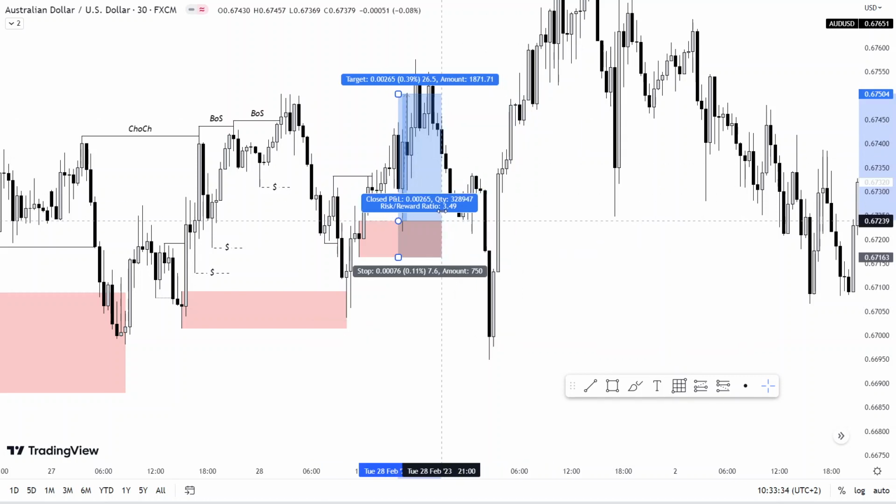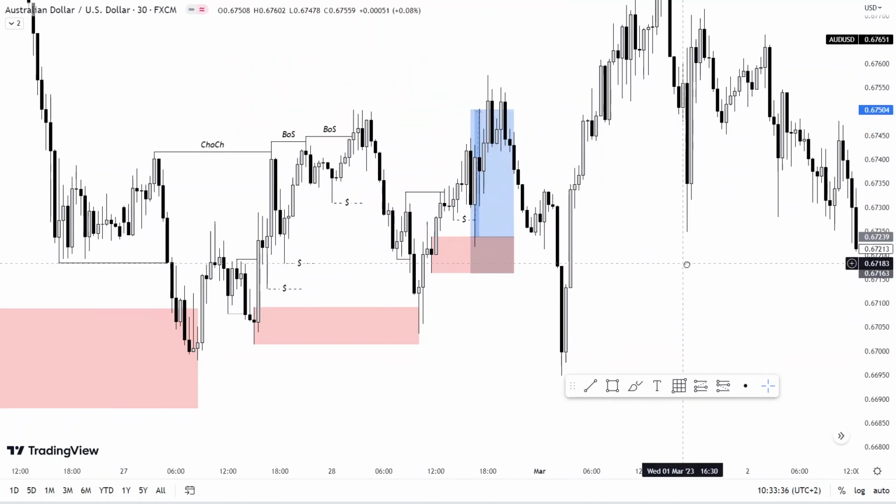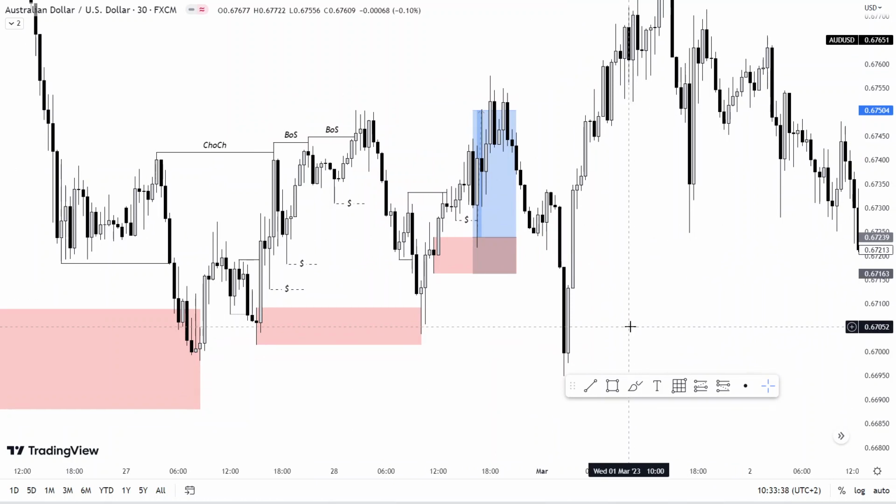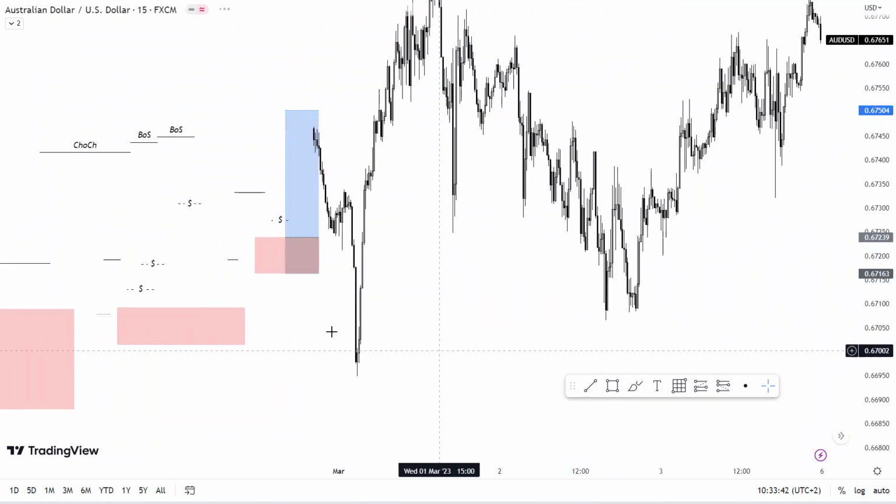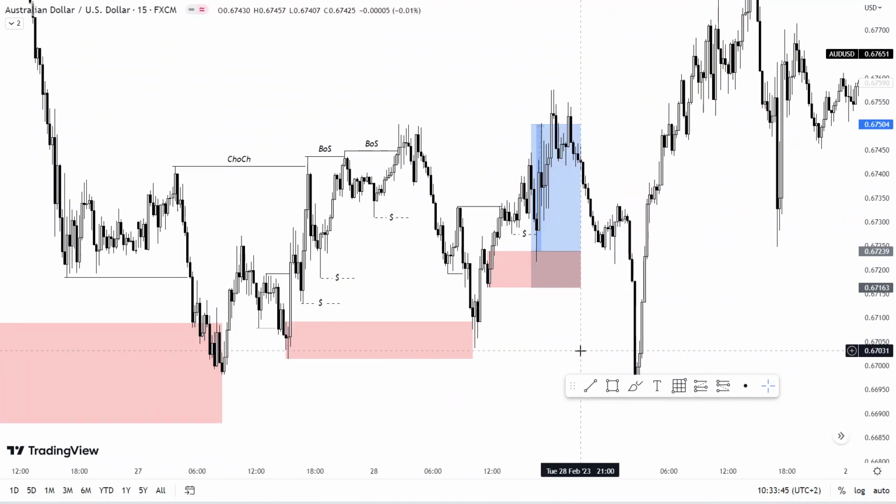Another one is 1 to 3. So I wouldn't say that I got this. I actually didn't get it, so it's whatever. So let's just quickly refine the first POI that we initially looked for the buy from.